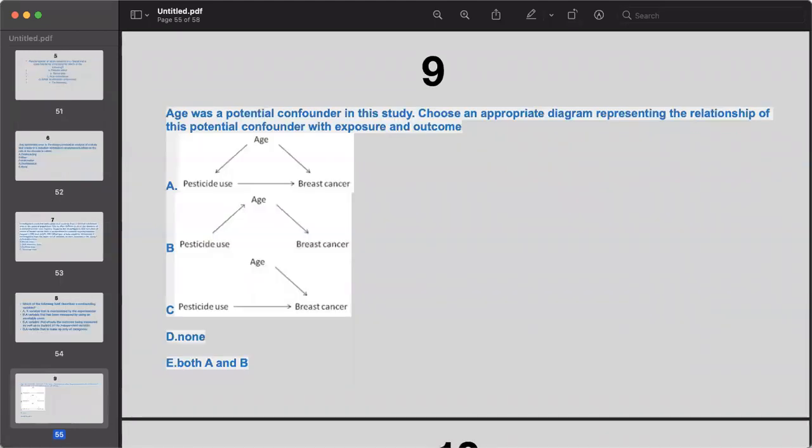9. Age was a potential confounder in this study. Choose an appropriate diagram representing the relationship of this potential confounder with exposure and outcome. Anyone? A. Yeah, it's A. Basically, in this diagram, age meets the requirement to be a confounder because, as depicted, age is a risk factor for breast cancer and is associated with pesticide use, but it is not a result of pesticide use.